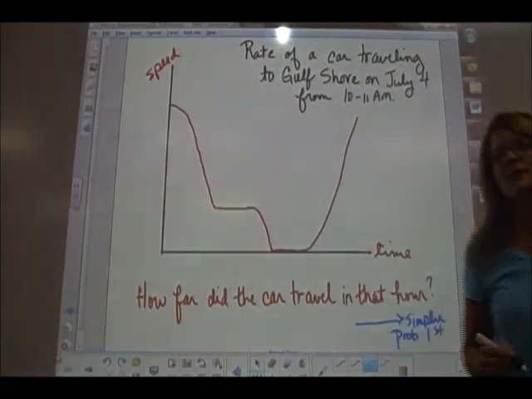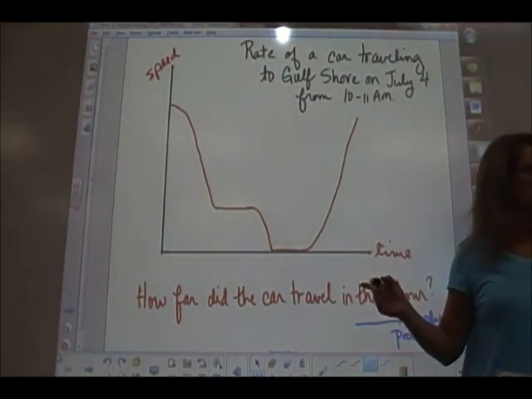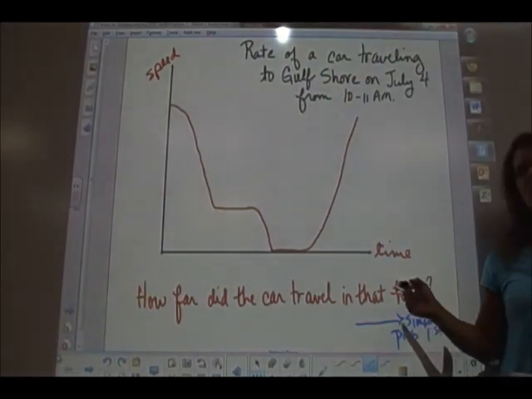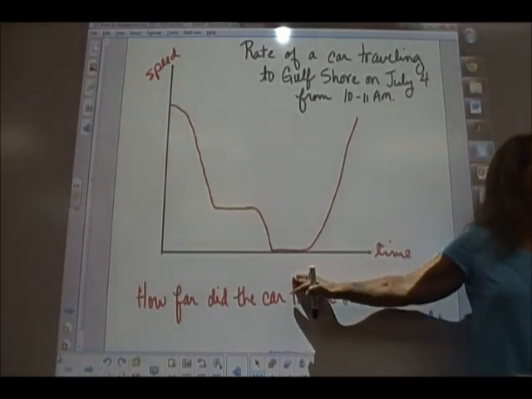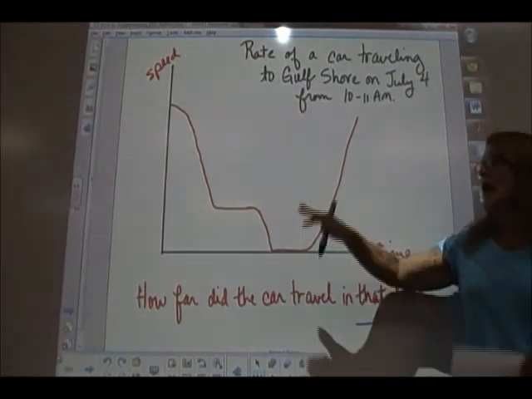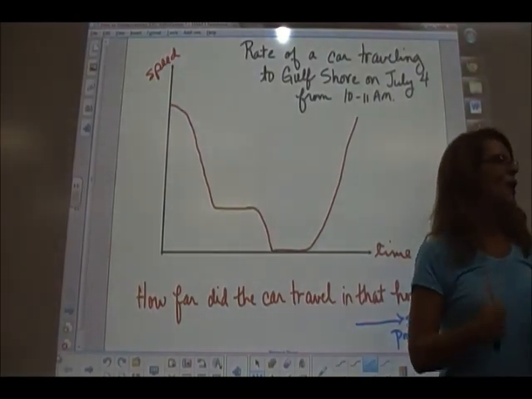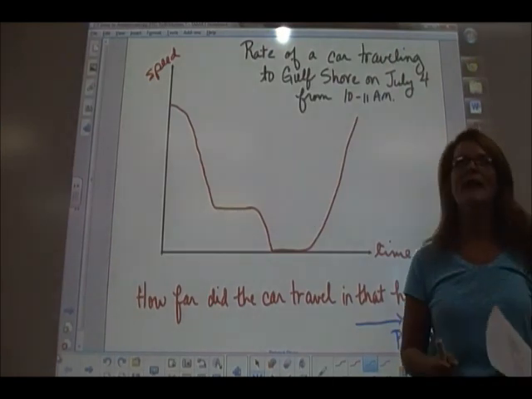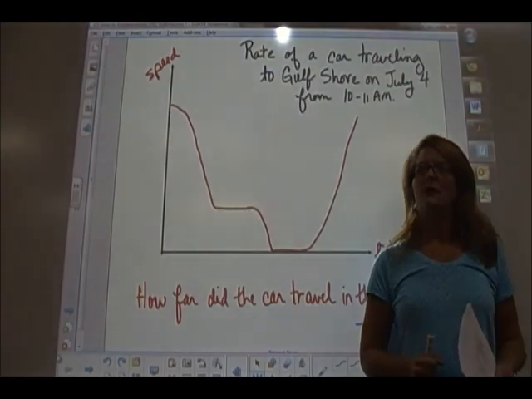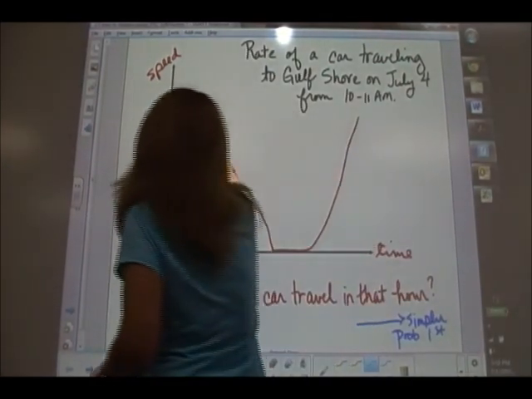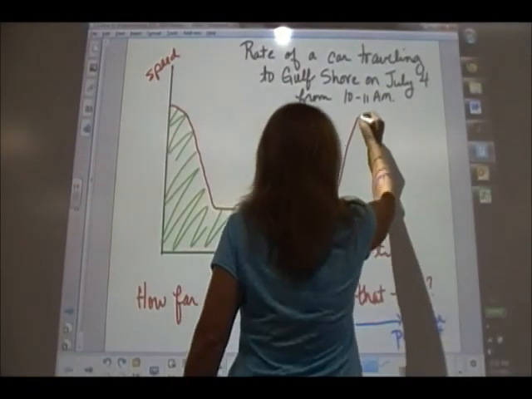So we've drawn a picture of your speed. Was I ever going backwards? How do you know? I was never going backwards. That's right. Our velocity never became negative. So I was obviously always going forward. If I wanted to estimate how far I traveled in this 1 hour period, what would I need to do? Find the area? Yes. So ultimately, I'm looking for the area between this curve and the x-axis.